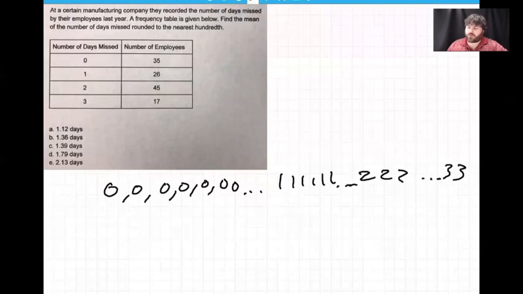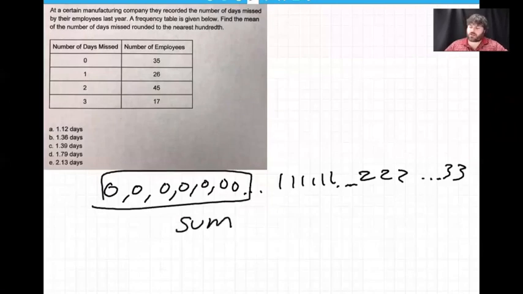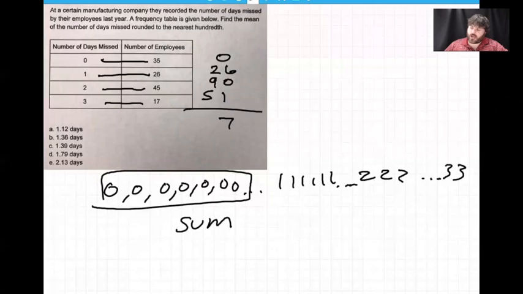So if we want to find the mean, we need to find the sum of all those numbers. Now, instead of adding up a bunch of zeros, I'm just going to do 0 times 35, which is 0, okay? Instead of adding up all these ones, I just multiply 1 times 26, since there was 26 of them, right? 2 times 45 is 90, 3 times 17 is 51. So if I add these together, I will get the total number of days missed. So it's the sum of all these data points together. Okay, so 167 is my total.